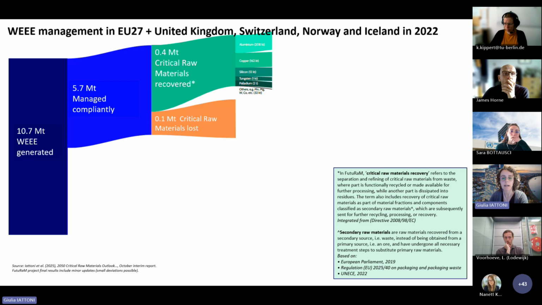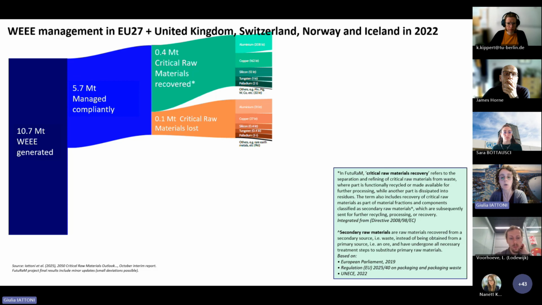And also, despite the compliant collection and treatment, still 0.1 million tons of critical raw materials could not be recovered and went lost during the treatment process. This is mostly consisting of rare earth elements like neodymium, dysprosium, yttrium, europium, which are important materials found in components such as permanent magnets, fluorescent powders, and other types.